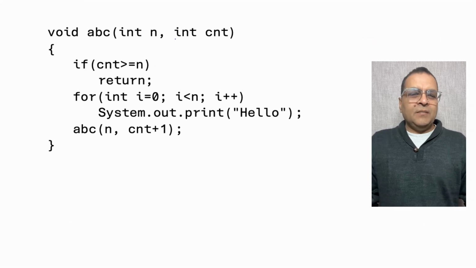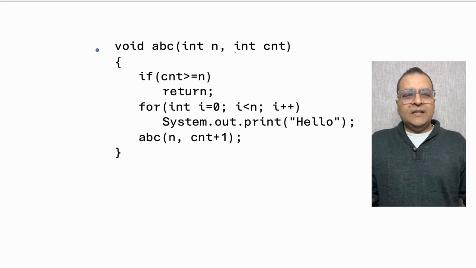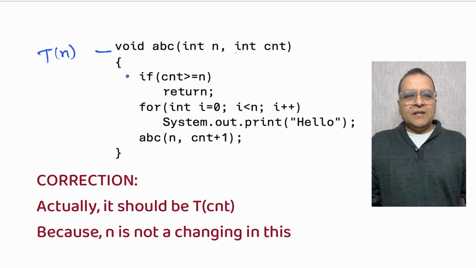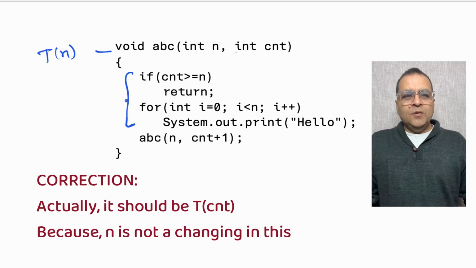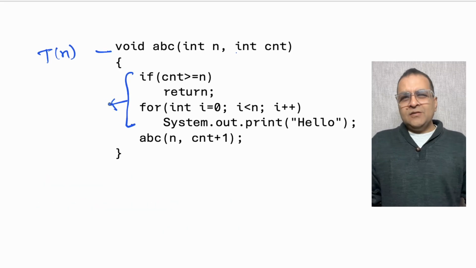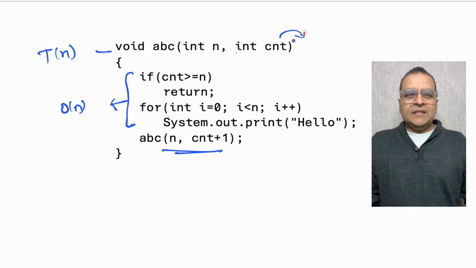What do you think is the time taken by this function? Let's assume that this function takes time T of n. Then inside the function, we have a for loop. So every instance of this function takes order of n time, and then the function calls itself for n minus 1. So it is increasing the count. Let us say the initial value of count is 0. When count becomes equal to n, then we stop.